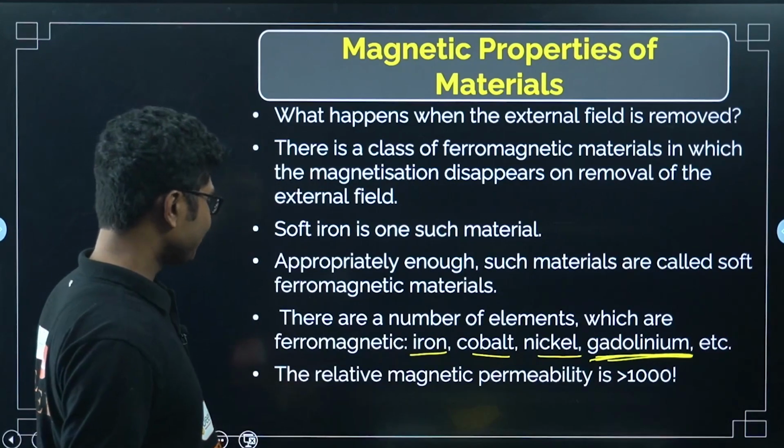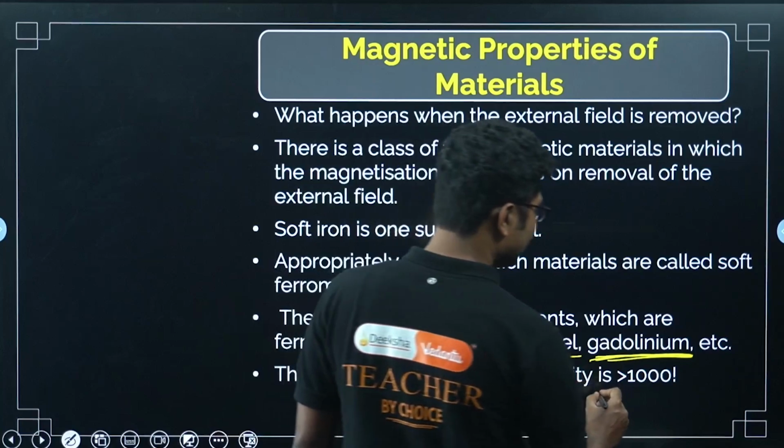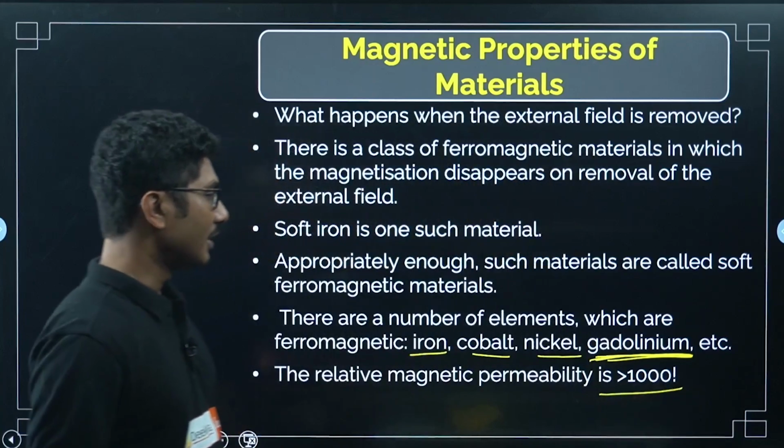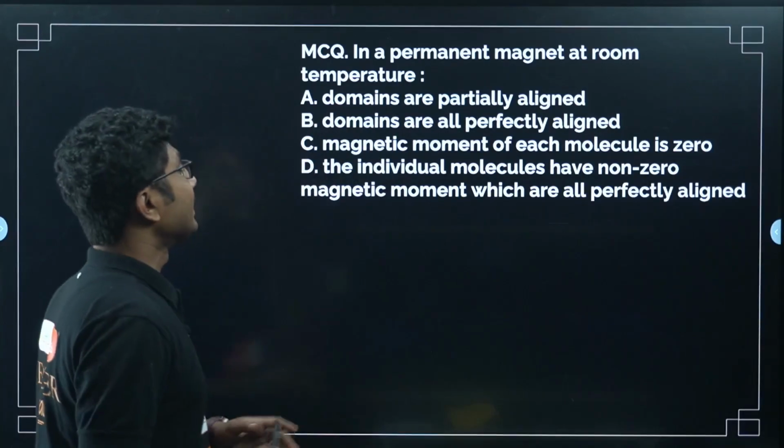Now let's move on. The relative magnetic permeability of a ferromagnet is greater than 1000. We will see in a table of comparison what all these things mean. Now let's look into this question.